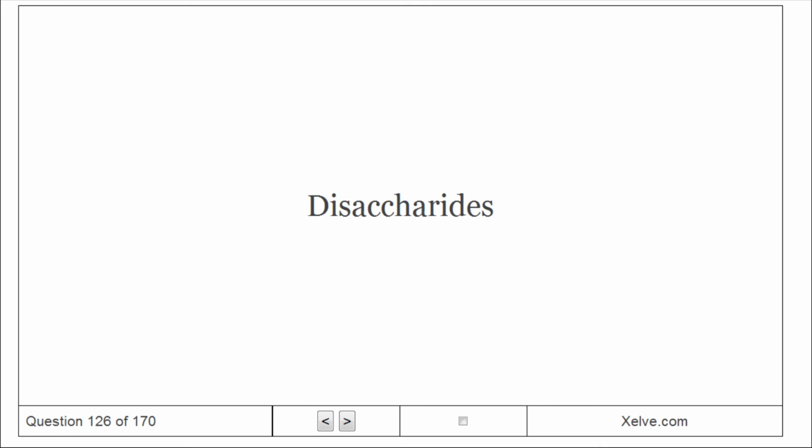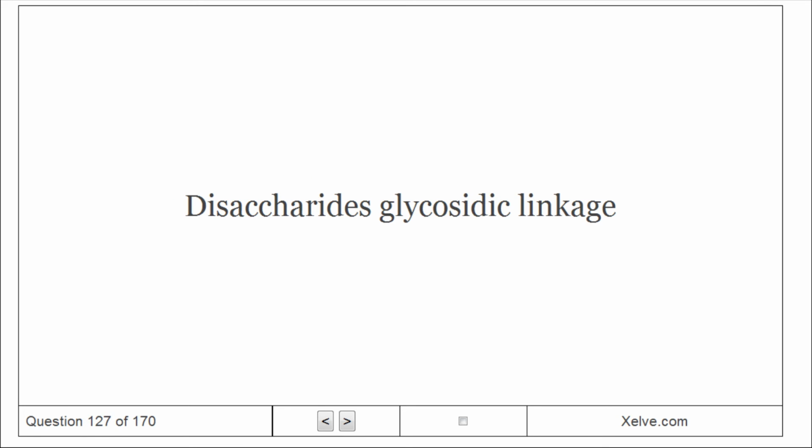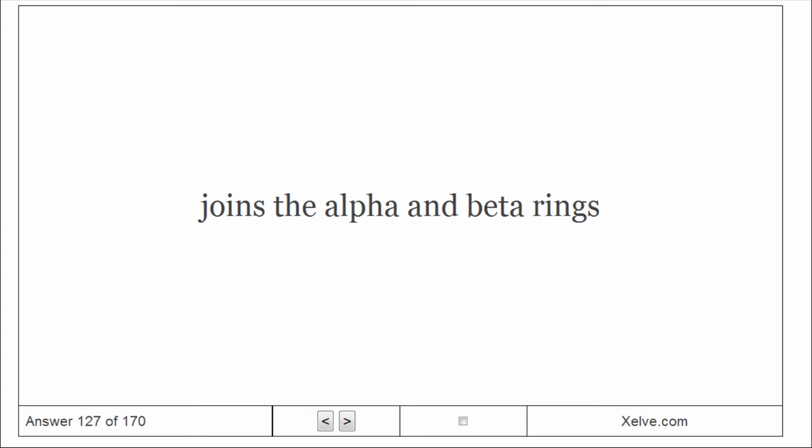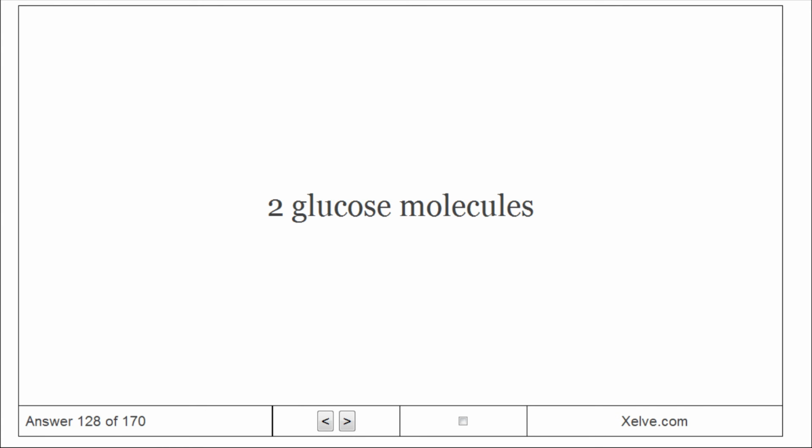Disaccharides: one monosaccharide hydroxyl group reacts with another hydroxyl group. Disaccharide glycosidic linkage joins the rings. Hydrolysis of maltose yields 2 glucose molecules. Alpha glycoside.